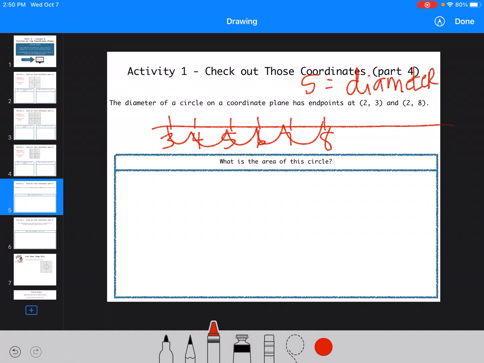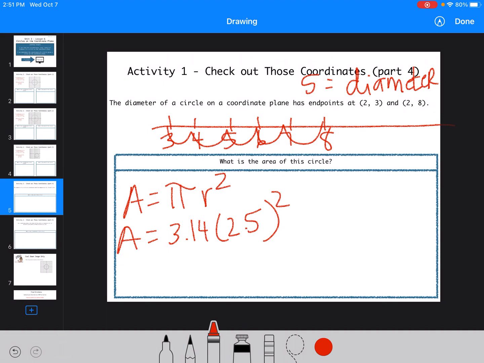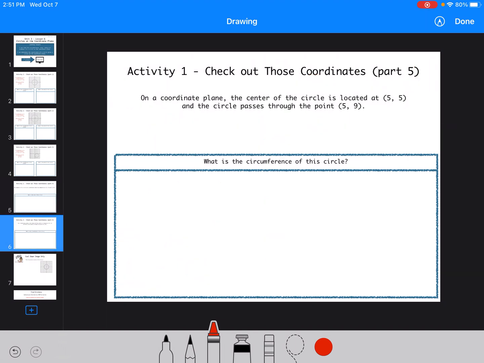All right, they want the area though. So I'm doing area equals pi r squared. Area equals 3.14 times 2.5 squared. So in my calculator, I'm doing 3.14 times 2.5 times 2.5, and I get an area that is 19.625. And that's going to be units squared because they didn't give me a unit of measure.